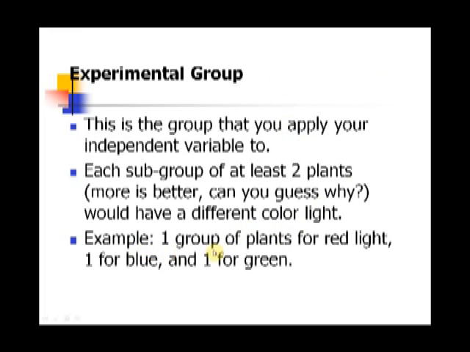Example, one group of plants for red light, one for blue light, and one for green light. Now we could do more lights, different colors, right? There's yellow light and purple or violet light, but we are just doing these three: red, blue, and green. And then the white light, which does not have any changes. That is our control group, yes?